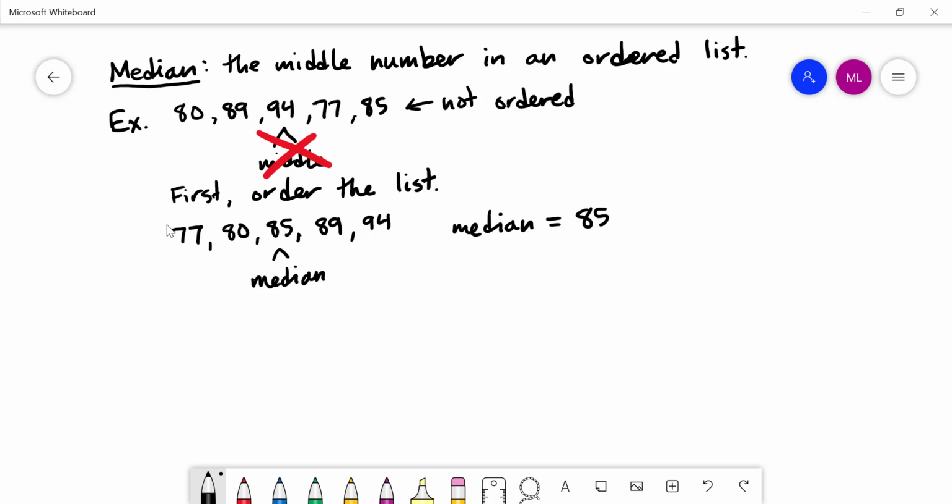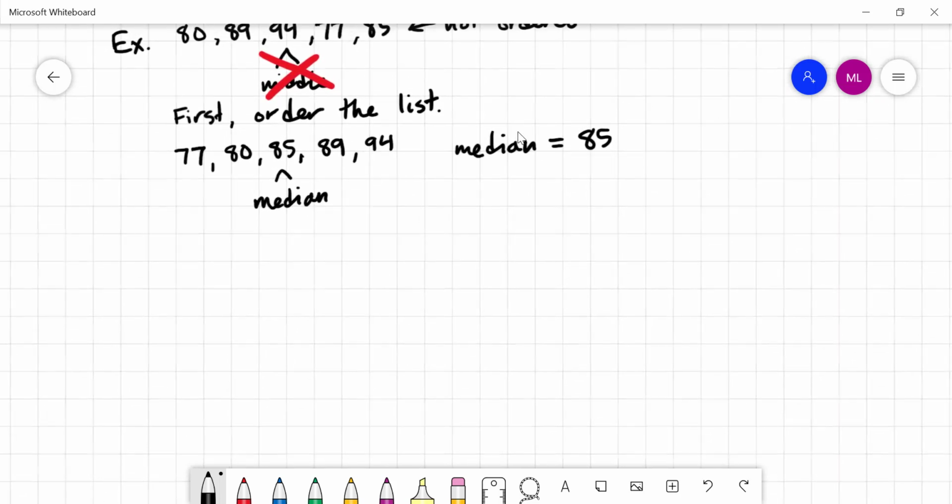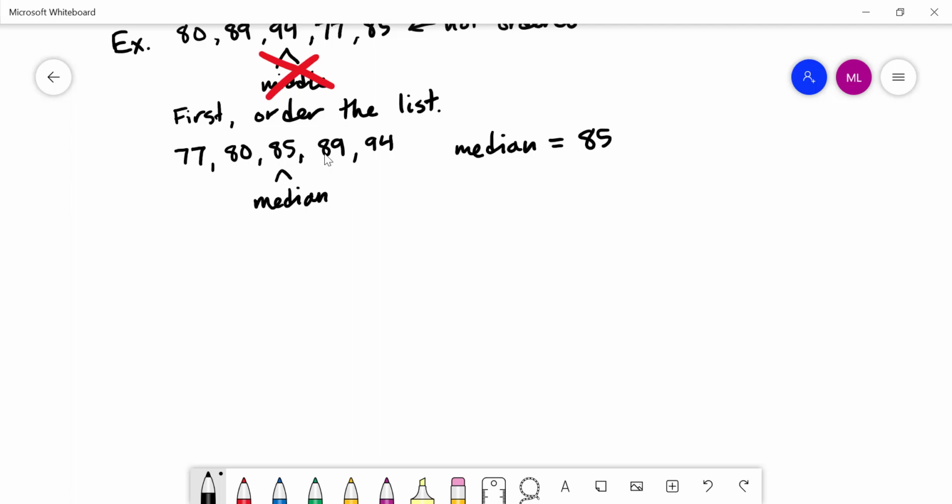Another question is, how do we find the middle? I use this word middle, and in this case it was really obvious just by observation. But how do we find it in general? So we had 5 numbers, what if there were 6? If I add in another number, maybe there was also a 96, and now there's 6 total numbers, where's the middle of this list? Well, now the middle would be somewhere between these 2 sets of numbers, and this would be our median.